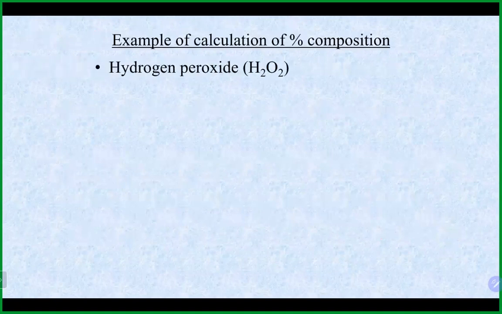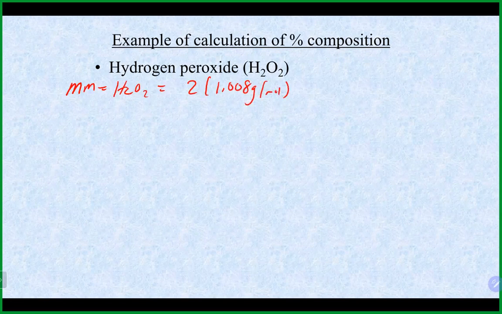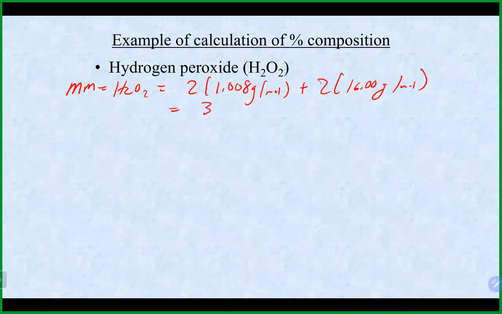So if we take a look at one here, like our hydrogen peroxide, the first thing that we would want to do is get the molar mass of the hydrogen peroxide. So we're going to go to the periodic table and add up all the parts. That is 2 times 1.008 for our hydrogens, plus 2 times 16 for our oxygens. That is going to give us a molar mass of 34.02 grams per mole.